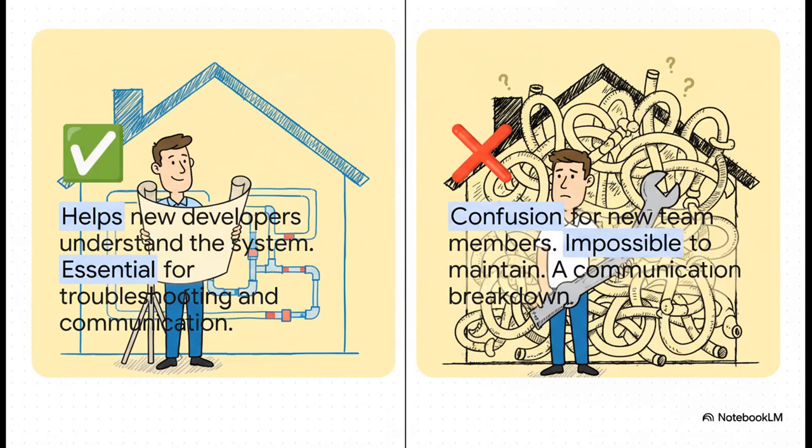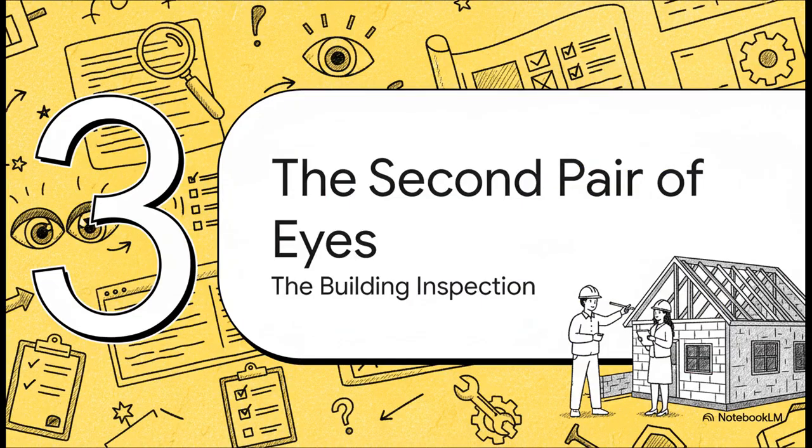And believe me, the difference this makes is just night and day. With a good blueprint, a new developer can jump into a project and get up to speed. When something inevitably breaks, they have a map to figure out the problem. But without it, total chaos. It's like trying to fix a leaky pipe in a house without having any idea where the pipes are even located. So the bricks are being laid, and they're following the blueprint.